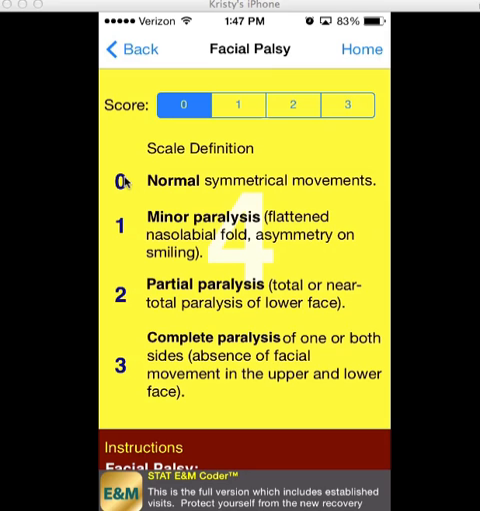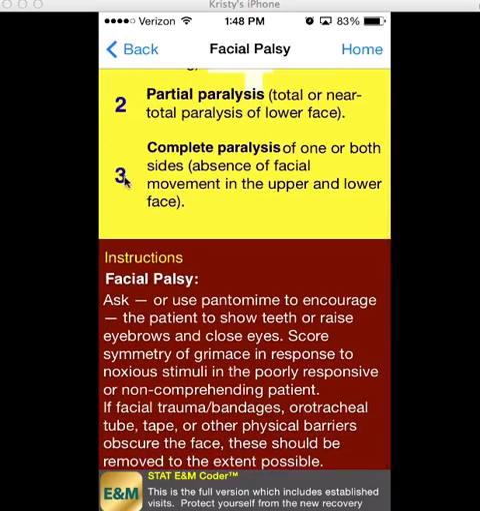Now we will look at facial palsy. For testing a facial palsy, you can use verbal commands to show the patient how to perform the tasks. Have the patient smile, showing their teeth, raise eyebrows, and close their eyes tightly. Note any asymmetry. A 1 is given for mild asymmetry, or on smiling or a flattened nasolabial fold. If the patient has total or near total paralysis of the lower face, this will score a 2. If there is no movement in the upper or lower portion of the face, a score of 3 will be given.